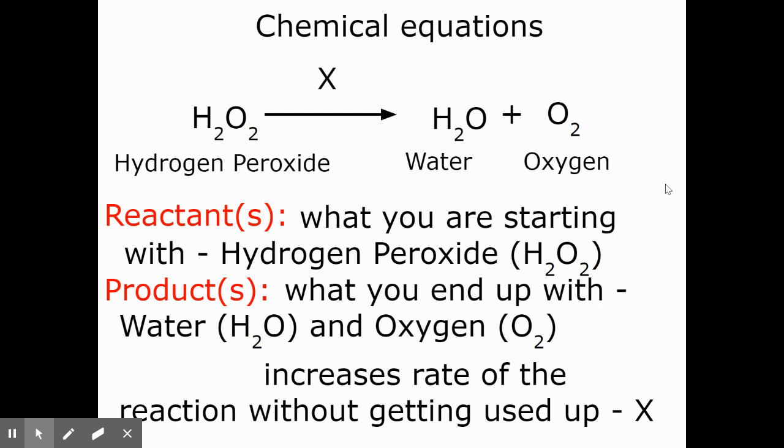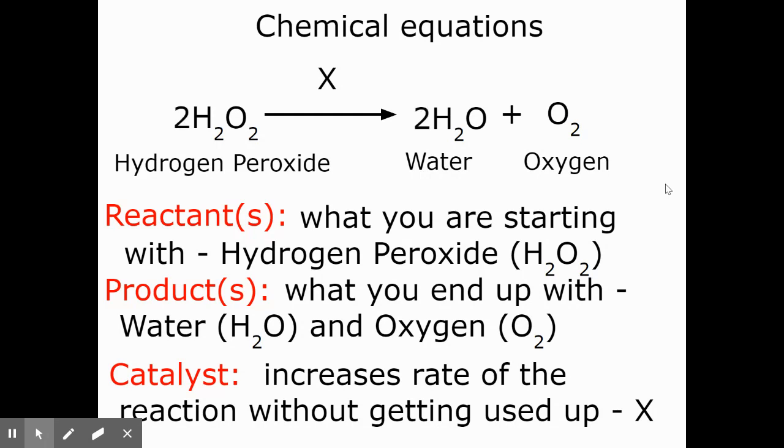Okay? The X in this instance is something called a catalyst. There are things out there, biological catalysts, chemical things that you can add to something to make the reaction go faster. It speeds up the reaction. If you want to make something happen quicker, there are catalysts that can make it happen quicker. And what's great about a catalyst is that once the process is over and all the hydrogen peroxide is now turned into water and oxygen, that catalyst doesn't get hurt or changed in any way. It's still available to use for something else. It doesn't get used up.